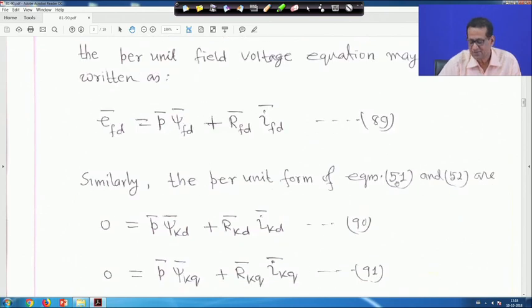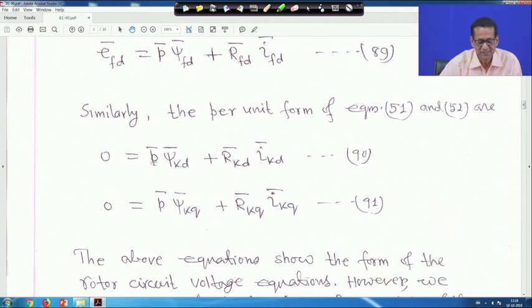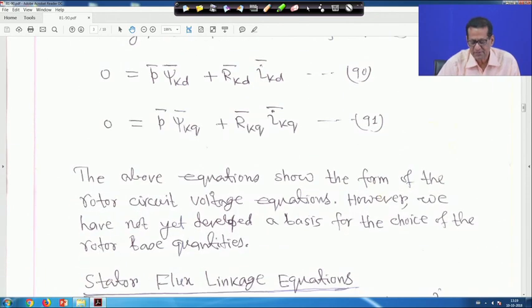Similarly, the per unit forms of equations 51 and 52 will be: 0 is equal to P bar psi kd bar plus R kd bar I kd bar. Actually nothing is changed, we are just using bar to represent the per unit quantities. This is 90. Another one: 0 is equal to P bar psi kq bar plus R kq bar I kq bar. This is equation 91, right? Therefore the above equations show the form of the rotor circuit voltage equations. However, we have not yet developed a basis for the choice of the rotor base quantities, right?